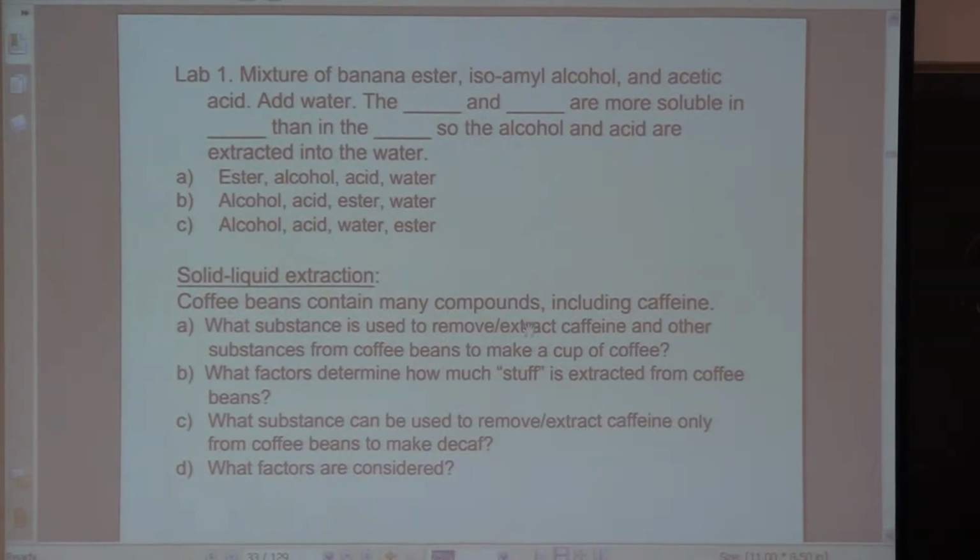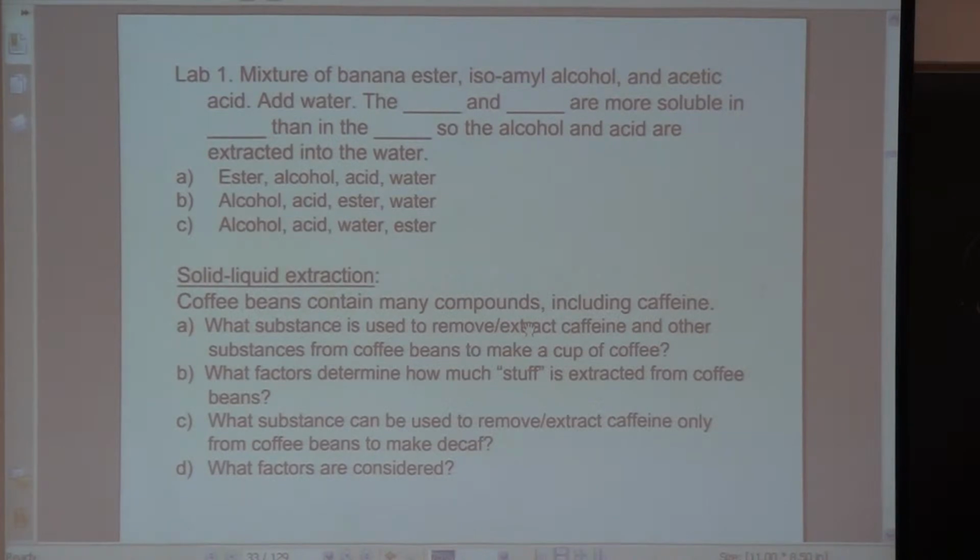Now, what you'll do with the lab is you're going to look at the factors involved in how to extract all those substances from coffee. So, like Elias says, one factor is temperature. Will more of these substances be extracted if you use hot water or cold water? So, what do you think? Probably hot water. So, we'll test that today in lab.